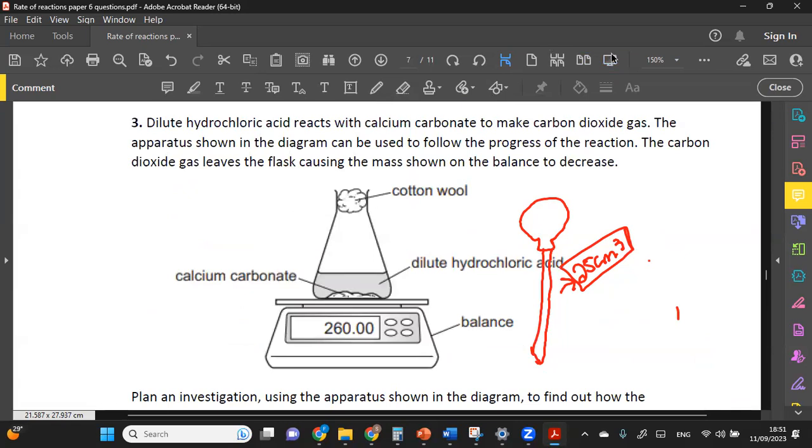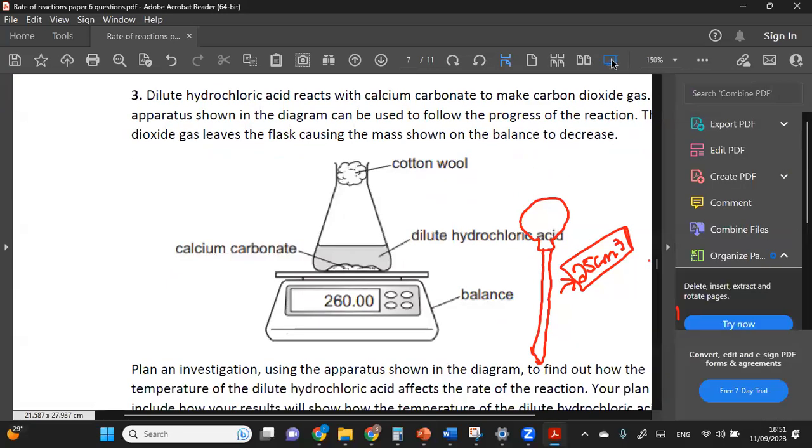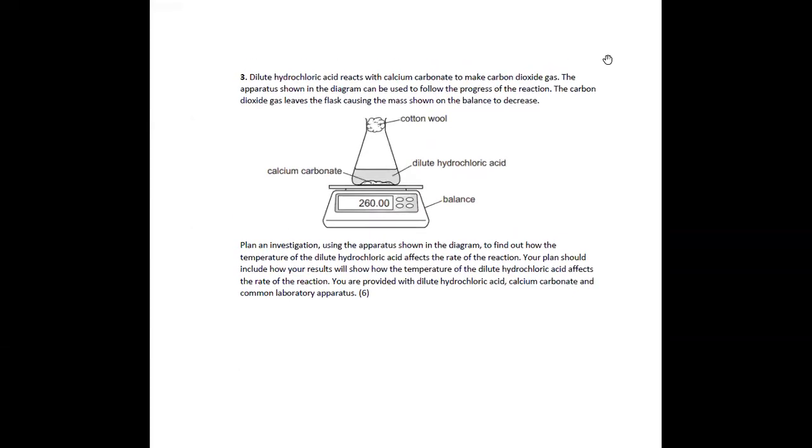The last question in your paper 6 is always going to be about planning an experiment. So they will give you the information and they will say plan an experiment. What does the question say? Dilute hydrochloric acid reacts with calcium carbonate to make carbon dioxide gas. The apparatus shown in the diagram can be used to follow the progress of the reaction. The carbon dioxide leaves the flask, causing the mass shown on the balance to decrease.